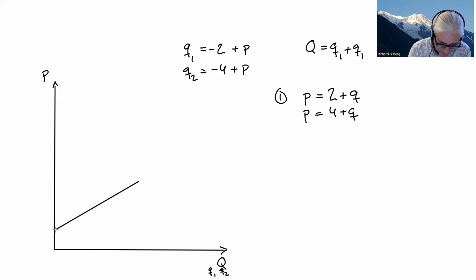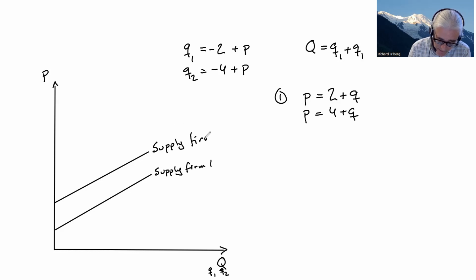Something like that, and like that. Okay, so this is supply firm one and supply firm two, and we have intercepts of 2 and 4 here. Okay. So we're now ready to think of the aggregate supply.